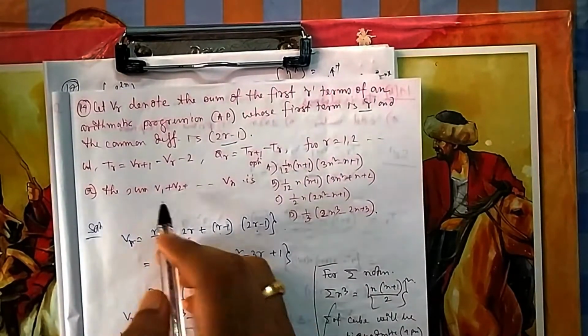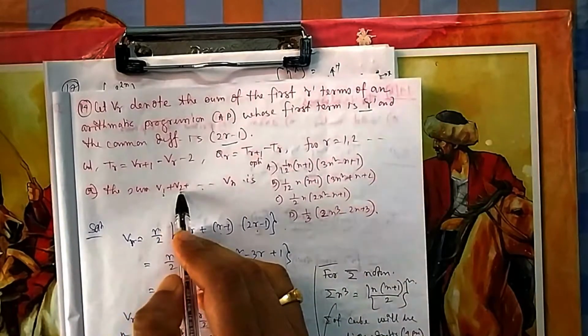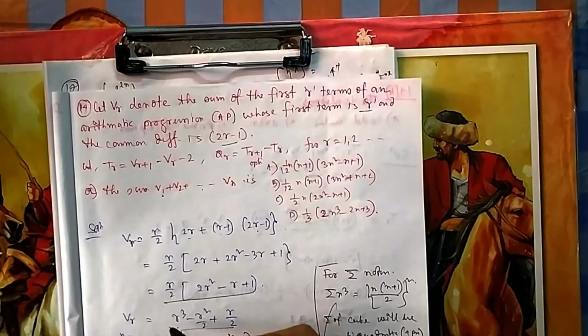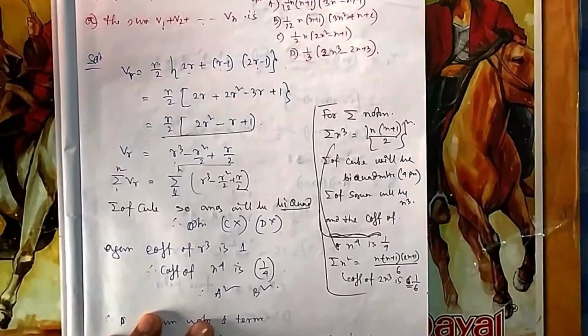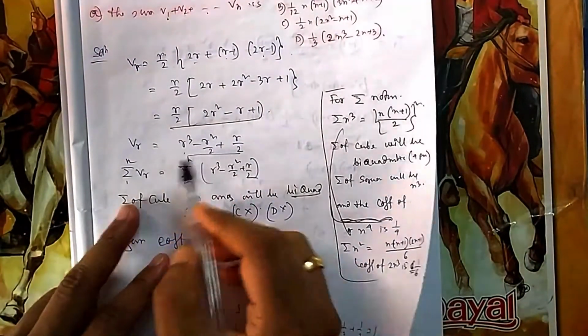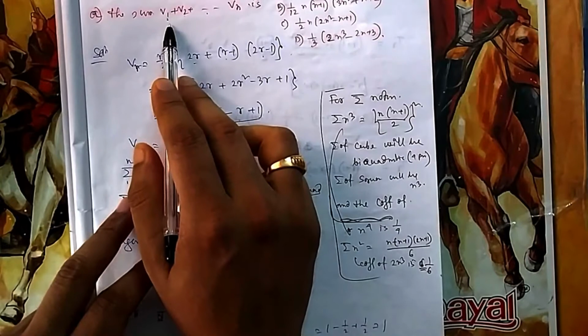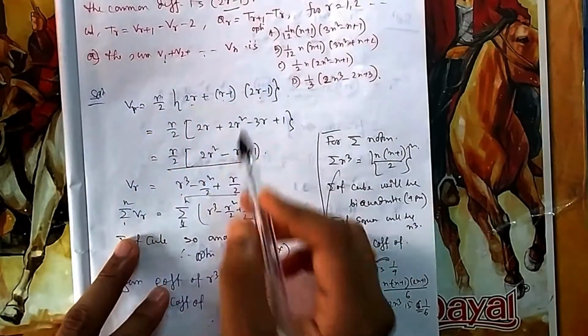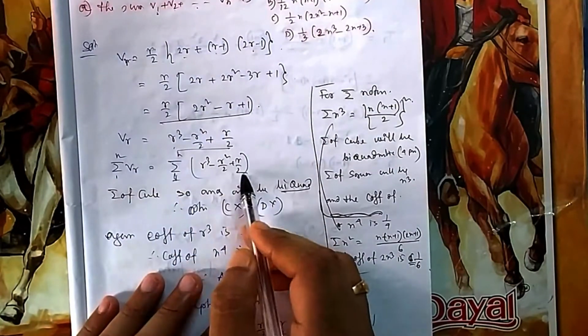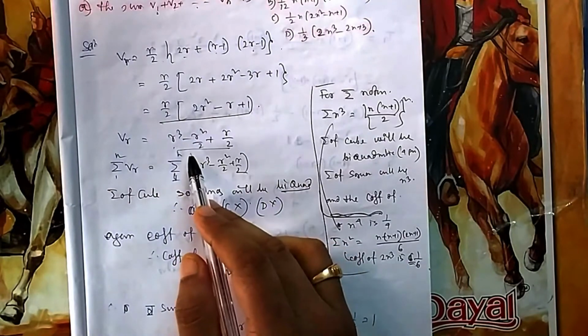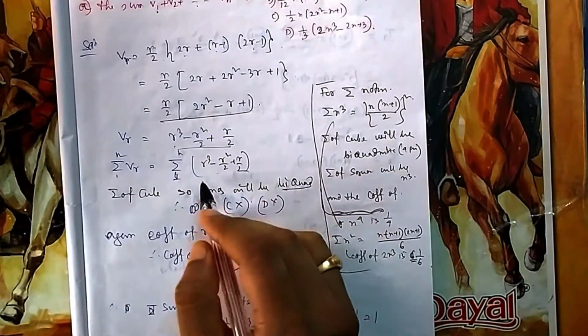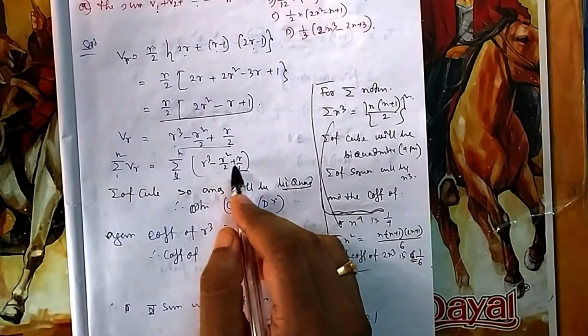Now they are asking the summation of VR. You can say it is V1 plus V2 plus V3. Once you know VR, now it is the summation of that VR. So VR is this one. Now your summation of VR from 1 to n, because you want to add V1 plus V2 plus V3. So that is the summation of this one. So you can see it will be summation of R cube, summation of R square by 2, summation of 1.